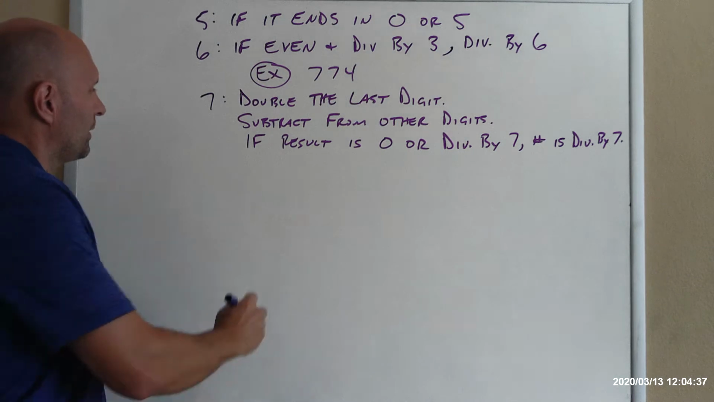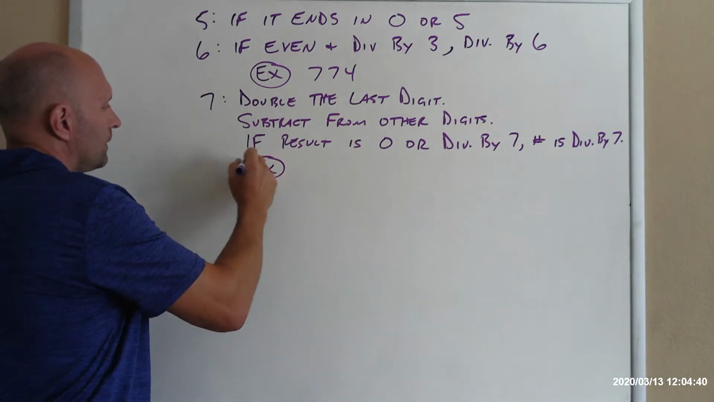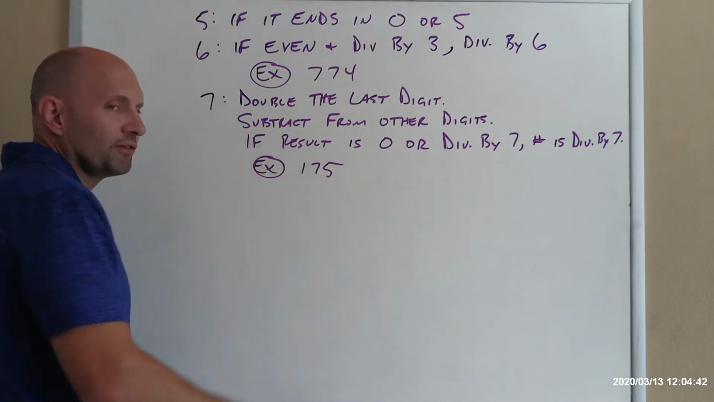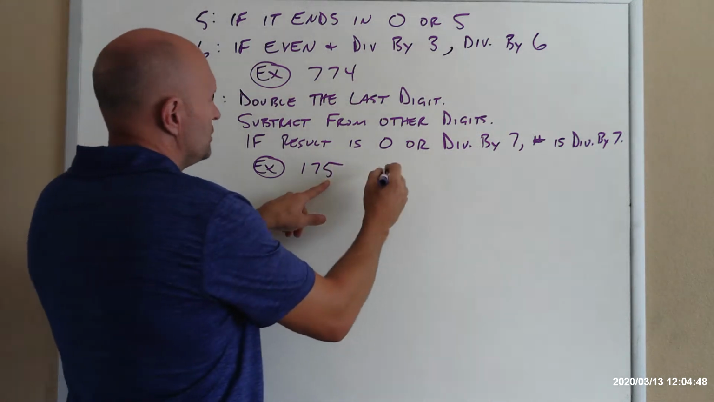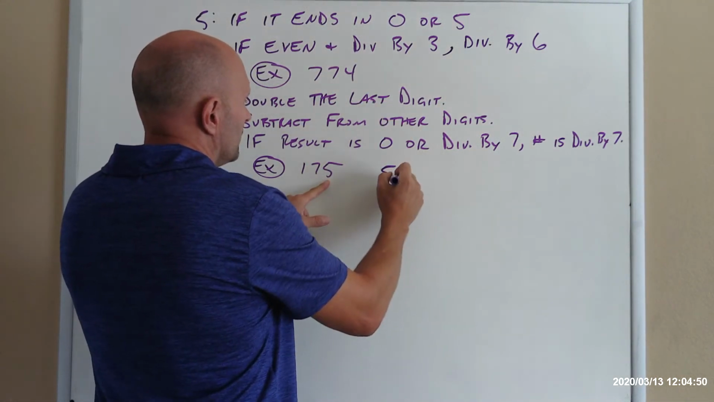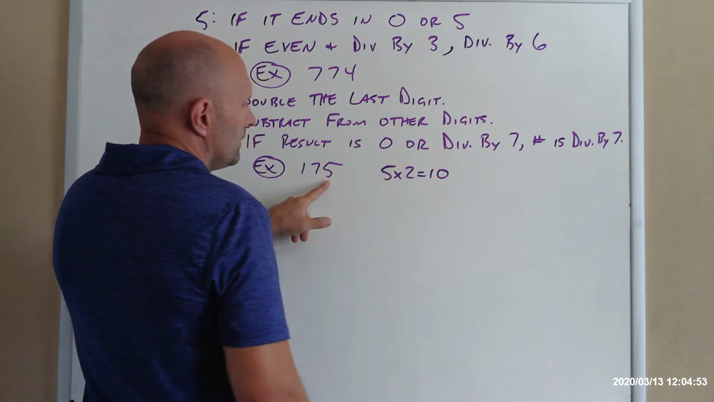So let's look at an example here, walk through it. Let's say we have 175. We want to figure out, okay, is this number divisible by 7? We'll take the last digit, 5, double it, so multiply it by 2. That gives us 10.